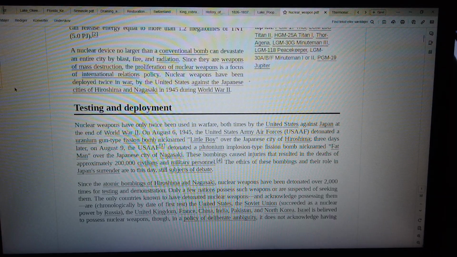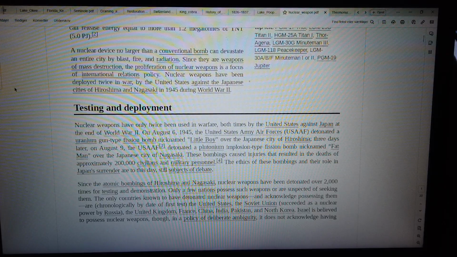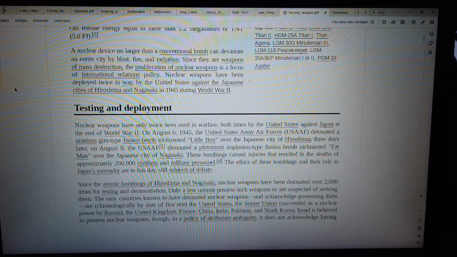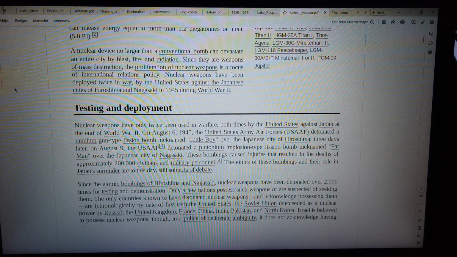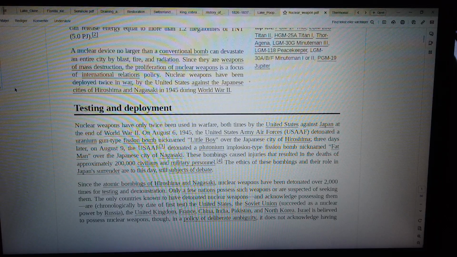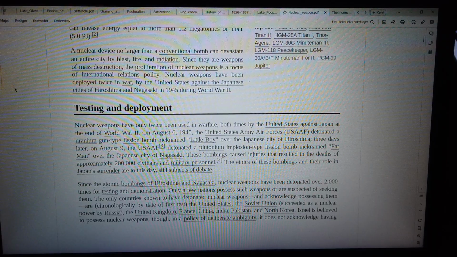Since the atomic bombings of Hiroshima and Nagasaki, nuclear weapons have been detonated over 2,000 times for testing and demonstration. Only a few nations possess such weapons or are suspected of seeking them. The only countries known to have detonated nuclear weapons and acknowledge possessing them are, chronologically by date of first test, the United States, the Soviet Union (succeeded as a nuclear power by Russia), the United Kingdom, France, China, India, Pakistan, and North Korea.